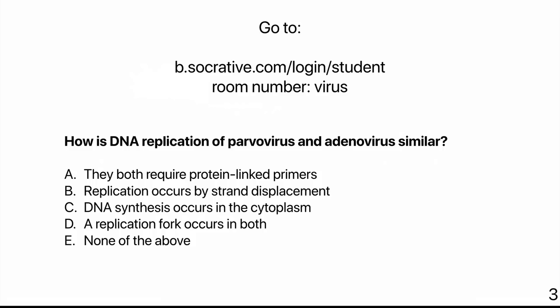Our next question: how is DNA replication of parvovirus and adenovirus similar? A, they both require protein-linked primers. B, replication occurs by strand displacement. C, DNA synthesis occurs in the cytoplasm. D, a replication fork occurs in both. Or none of the above.